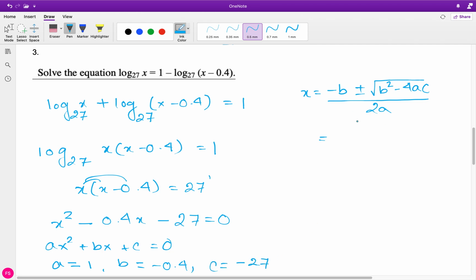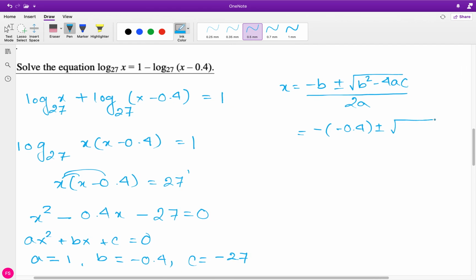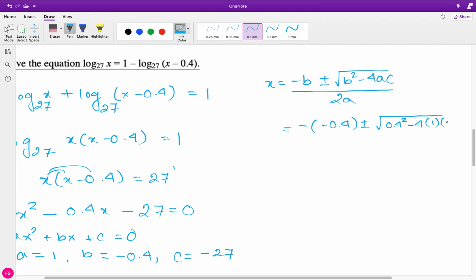I'm just going to substitute everything in this. Negative b is negative 0.4. I know that already. Plus minus, I need more space. Okay, 0.4 squared minus 4 times 1 times c, which is negative 27. Then divided by 2 times a. A is just 1, so it's pretty simple. This will give me negative and negative, it's positive 0.4 plus minus.